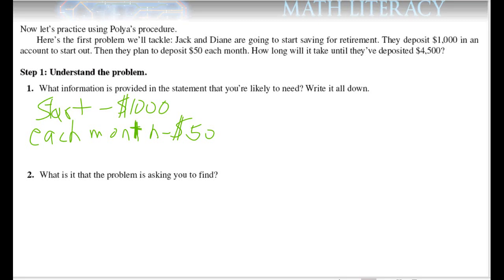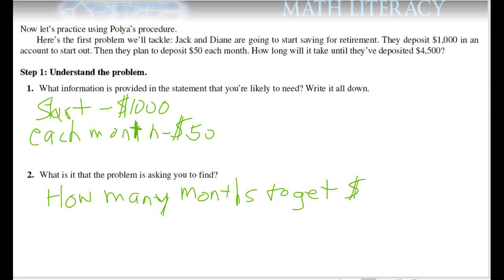How long will it take until they've deposited 4,500? And that actually is the answer to question 2. I should have had you do question 2. We're actually asking how many months, and I'm going to write it that way instead of how long, because that's more clear. How many months to get 4,500?